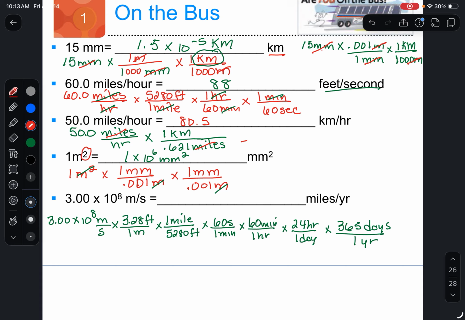So let's double check ourselves. We want miles per year. So let's start with our meters are going to cancel. Our feet are going to cancel. Okay, so the only thing I have on top right now is miles in terms of a distance. Let's look at the time. So I see my seconds are going to cancel. My minutes will cancel. My hours cancel. And my days will cancel. So now I'm left with miles per year. Okay, and when I plug all that in, I should get 5.88 times 10 to the 12th miles per year.